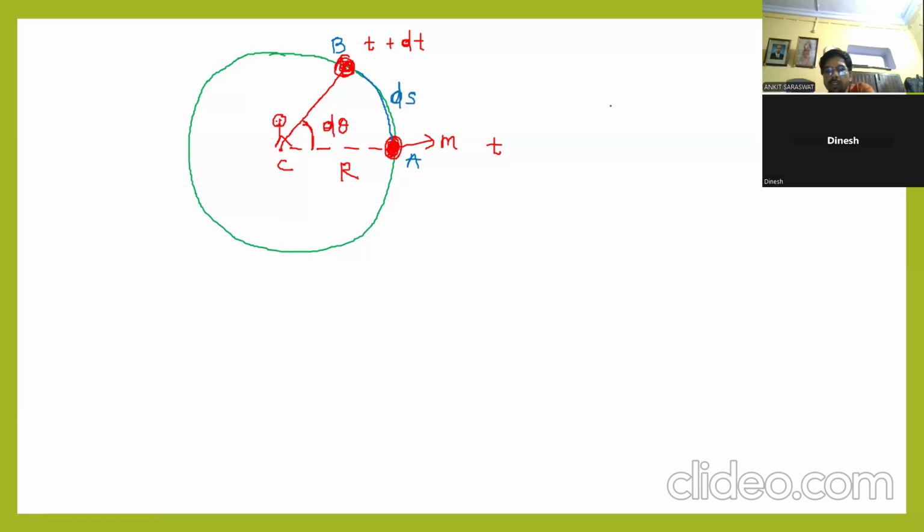To make it very simple, this d theta, clear? If you are the observer here, this particle moves from A to B. Then how much angle? This is the angle. Clear? This is known as angular displacement. This d theta, how much angle it travels, is known as angular displacement.